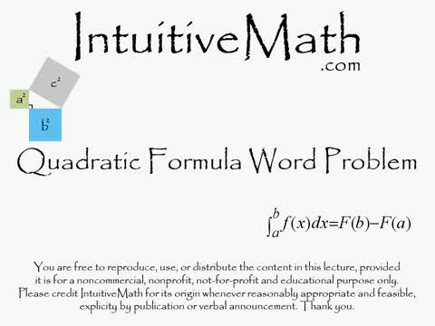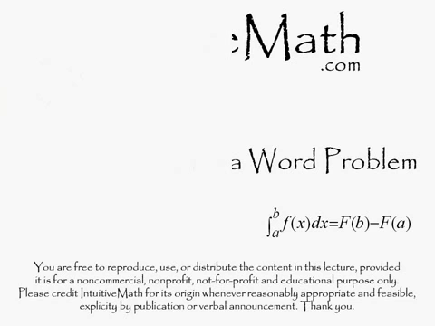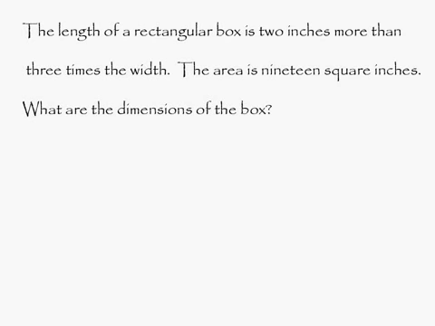Okay, and welcome back. So we're going to work on a word problem incorporating the quadratic formula. So here's the word problem. The length of a rectangular box is 2 inches more than 3 times the width. The area is 19 square inches. What are the dimensions of the box?